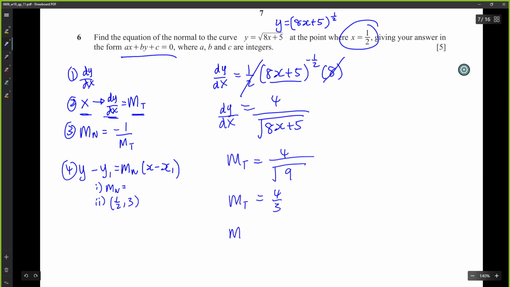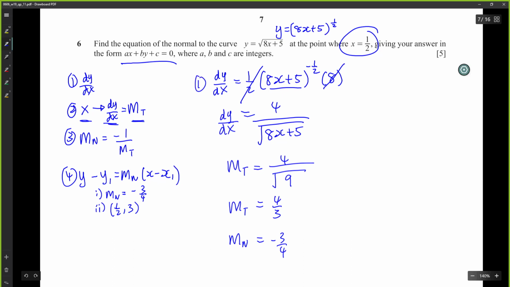And now if I want to find the gradient of normal, which is the third step, I need to do negative 1 over gradient of tangent, right? Which is negative 3 over 4. Okay, if you're not sure, you just use the calculator. It should be fine. Okay, so right now, I have my gradient of normal, negative 3 over 4. Then I can form the equation. This is my step 1, and then this is my step 2. This is my step 3. And then I go to my step 4.